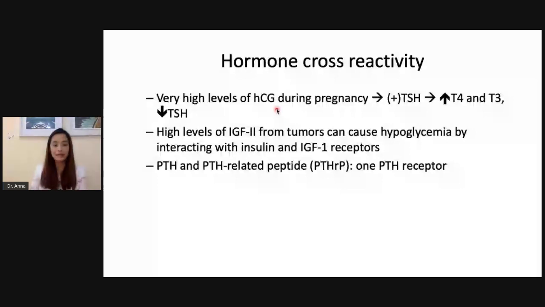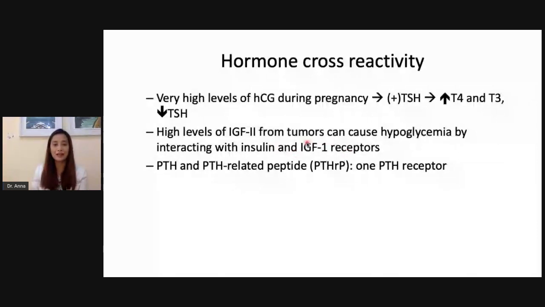Next, another example of hormone cross-reactivity is that there are certain tumors that secrete insulin-like growth factor 2 or your IGF-2, and very high levels of IGF-2 from these pathologic tumors can cause hypoglycemia by interacting with insulin and IGF-1 receptors, acting like insulin.